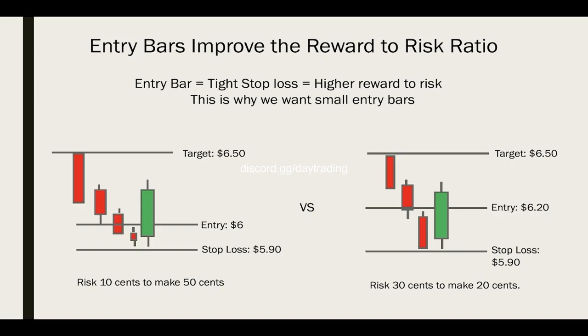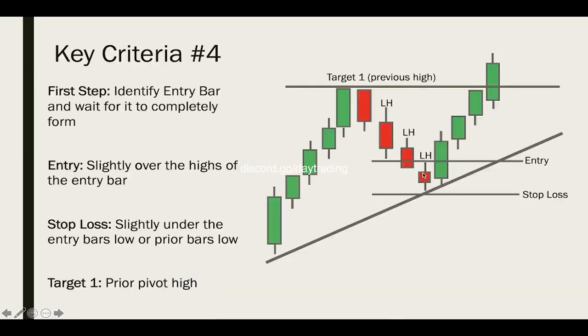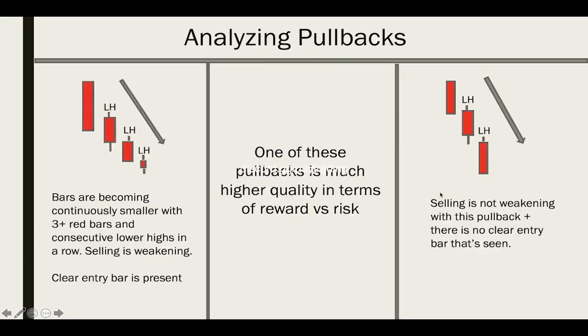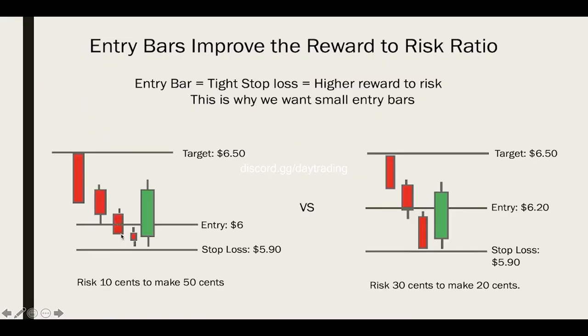So entry bars improve your reward to risk. Why? Well, with an entry bar, we have a tighter stop loss. And just like the base breakout video, with a tighter stop loss, we have a higher reward to risk ratio. This is why we want small entry bars, right? So let's understand this. Remember, our entry is always over the entry bar. Our stop loss is always under the entry bar, right? We talked about this here. Once we get this bar by the 20-day moving average, our entry is over it, our stop loss is under it. So in this pullback, we have an entry bar. In this pullback, we don't have an entry bar.